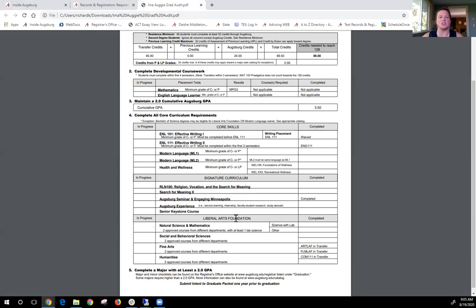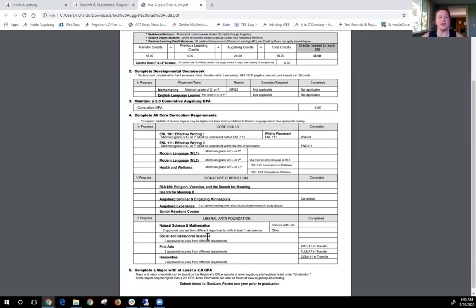Next, we have the Liberal Arts Foundation courses. And we have these 4 different areas, and you need 2 courses in each of the different areas. So we have 2 natural science and mathematics courses. One has to be a science with a lab. The other one can be a non-lab.